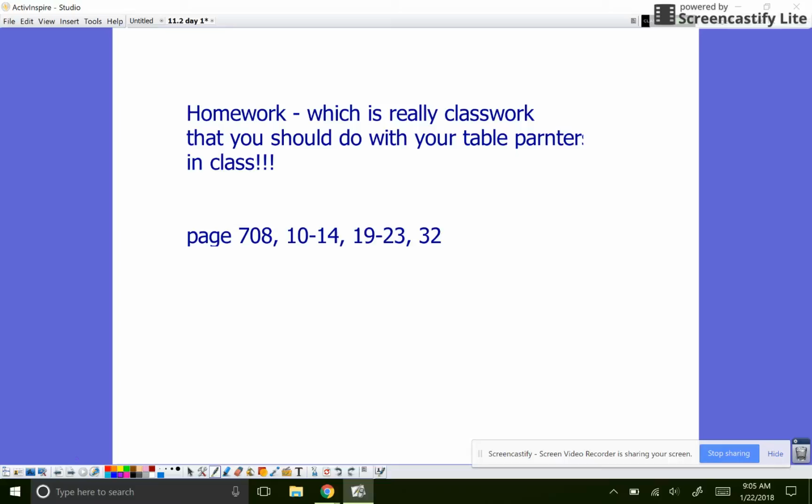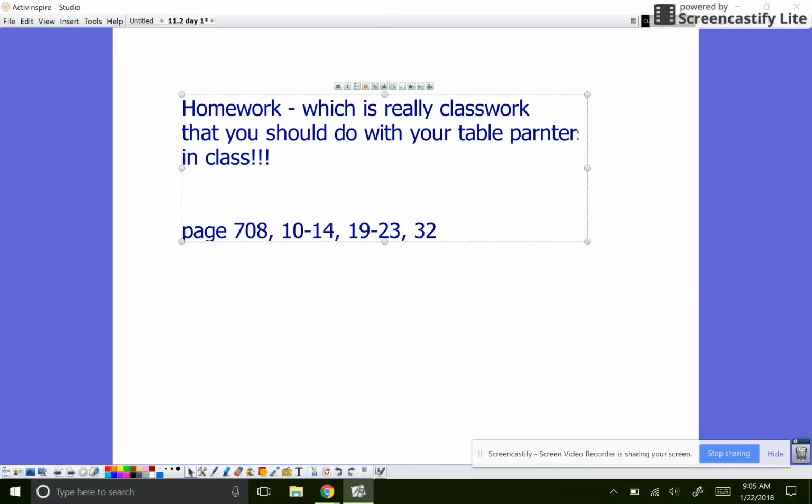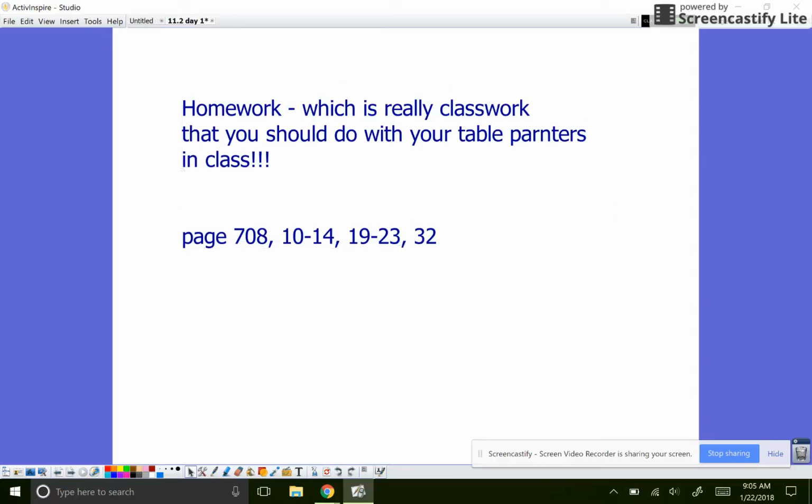So the homework, which I'll put online, and especially if you're new or you need a reminder, is your classwork that you should be doing with your table partners in class. It's going to be a book assignment. I will put the book assignment online as well. You will have some time to work on this in class. You will need to remember parent functions to do this. And that was on the final, so I think we'll just do it anyway.